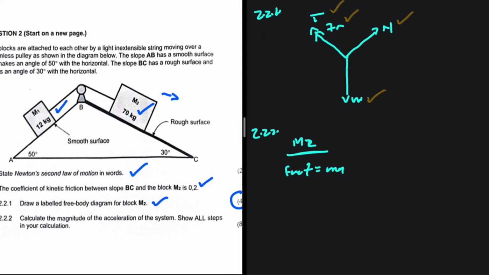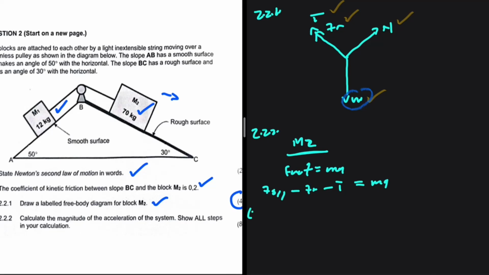This is how we always start. What do we say now? We say the force pulling the object minus all the forces that are opposing. M2 is sliding down the slope. That is due to the parallel component of the weight. So we have FG parallel minus the frictional force minus the tension force being equals to MA. So how do we calculate FG parallel? That is mg sine of theta.